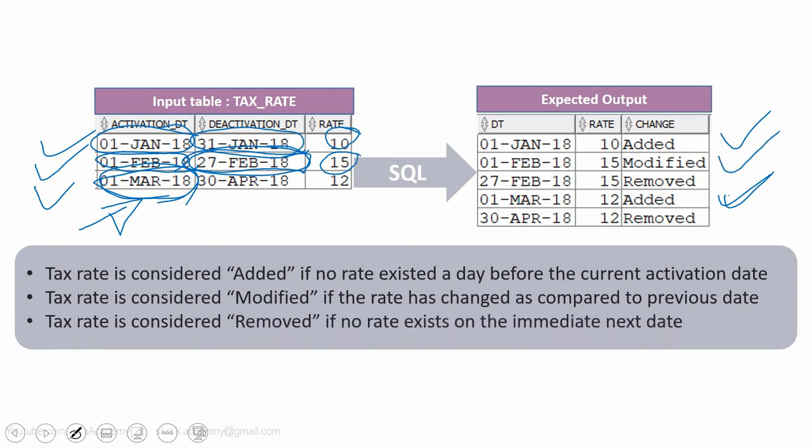The third rule is the rate is considered removed if there is no rate after a particular date. For example, after 30th April there is no rate, so it is considered removed. Similarly, after 27th Feb there is no rate for 28th Feb. So the rate is considered removed on 27th Feb. So this is the logic we need to follow.